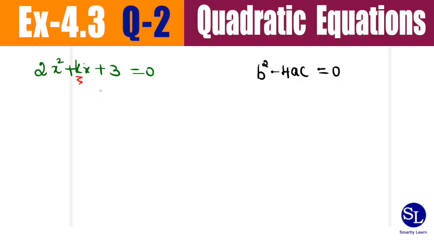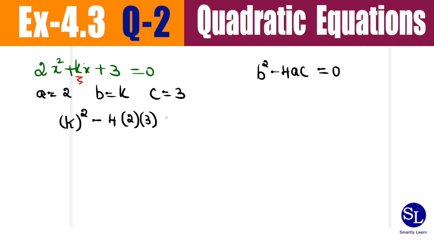So, let us compute the value of b square minus 4ac with these values and equate it to 0. So, a here is equal to 2, b here is equal to k, c here is equal to 3. So, let's substitute here. b square means k the whole square minus 4 into 2 into 3 is equal to 0. So, k squared minus 4 2s are 8, 8 3s are 24. So, k squared minus 24 is equal to 0, which means k squared is equal to 24.